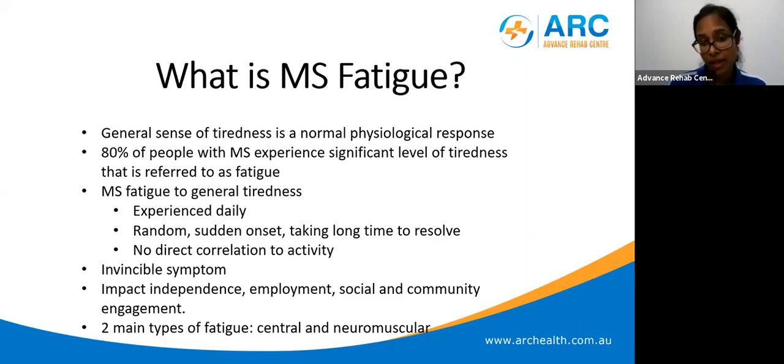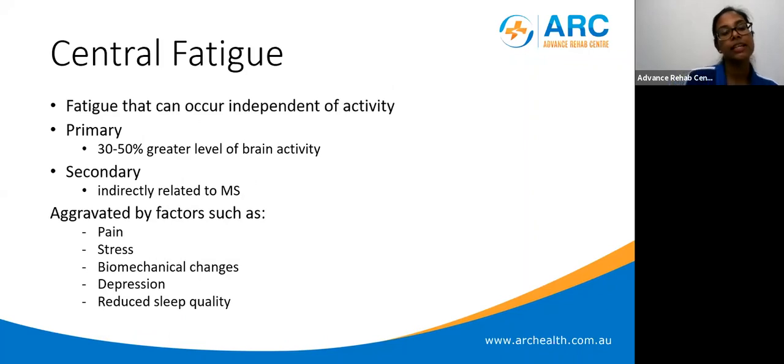There are two main types of fatigue: central and neuromuscular fatigue. So we'll talk about central fatigue first. Central fatigue, as we mentioned, is that general fatigue that is unrelenting. It's there regardless of what you might have been doing. And for this type of fatigue, there can be contributions from the primary symptoms, so it's directly related to the MS disease process, and also from secondary symptoms due to unmanaged primary symptoms.